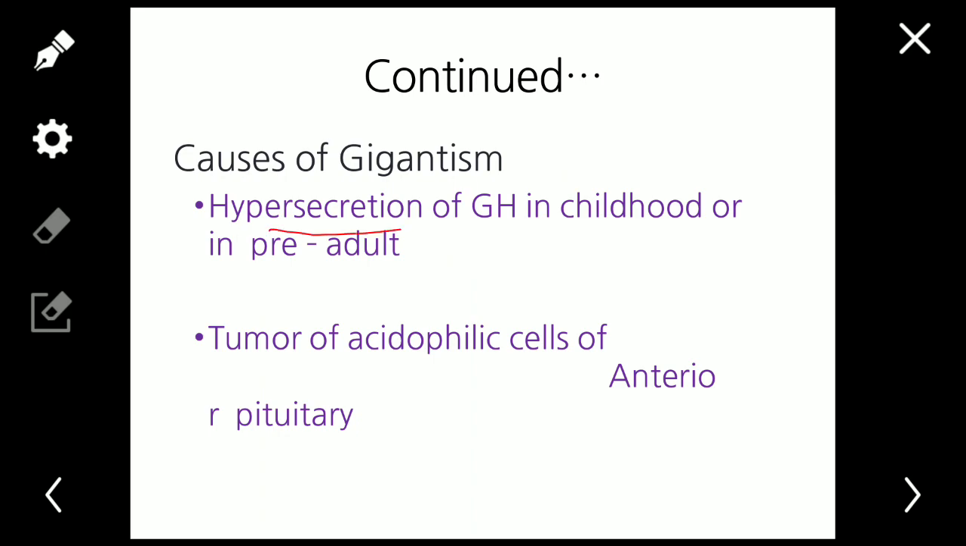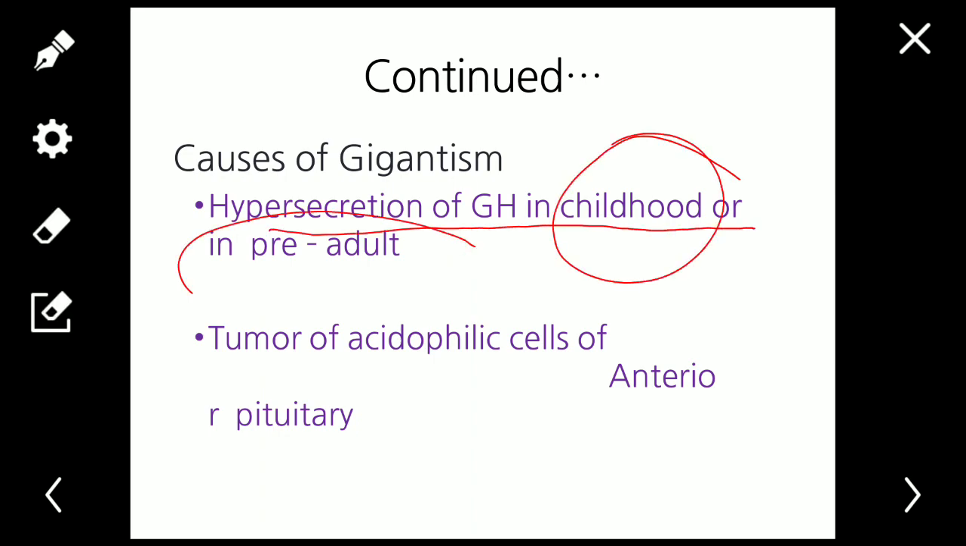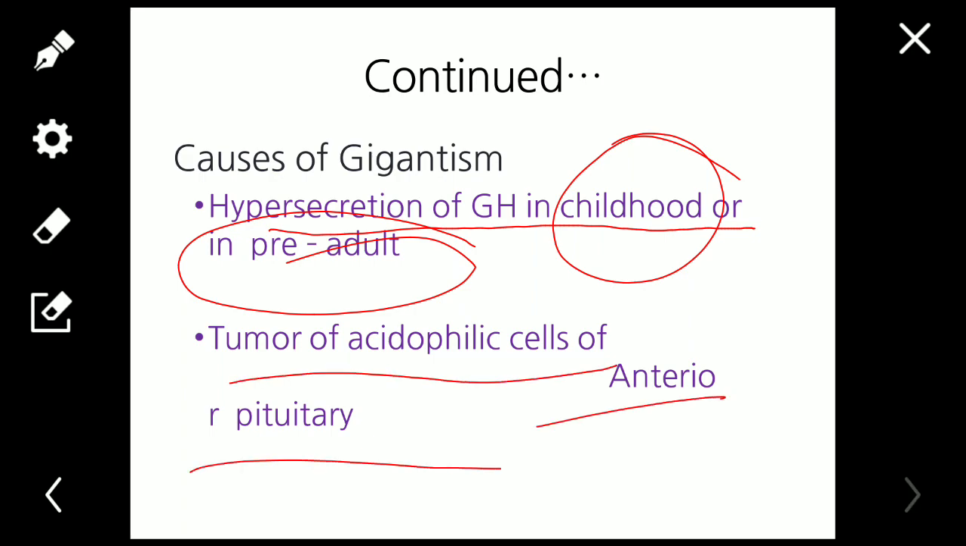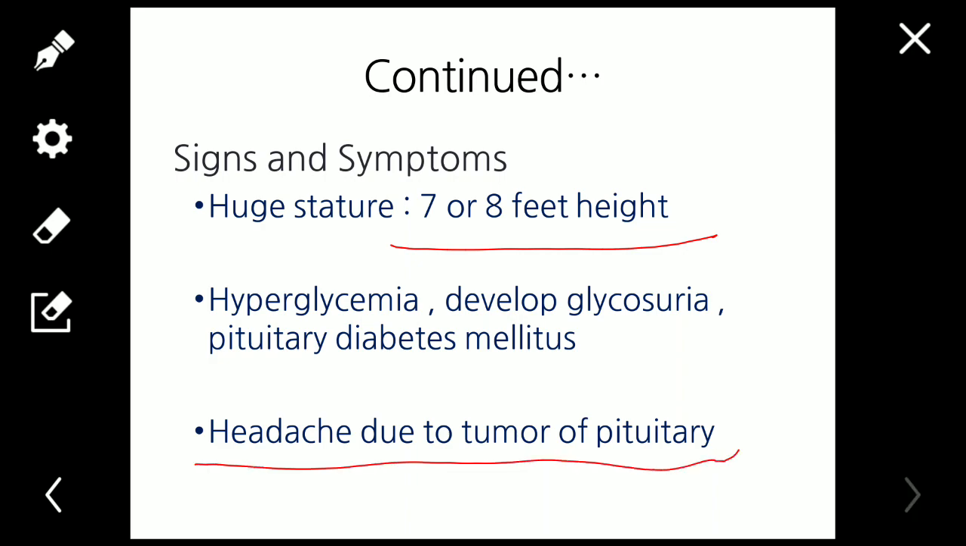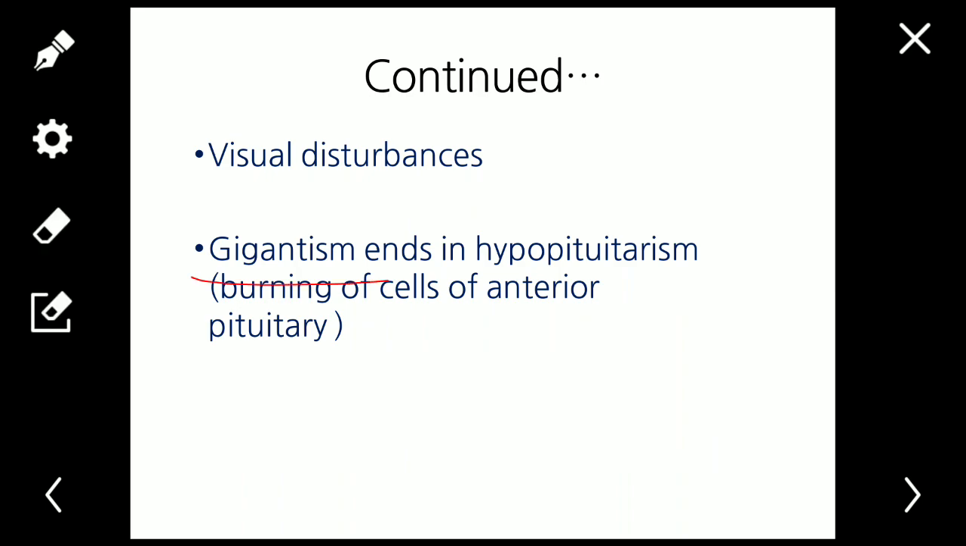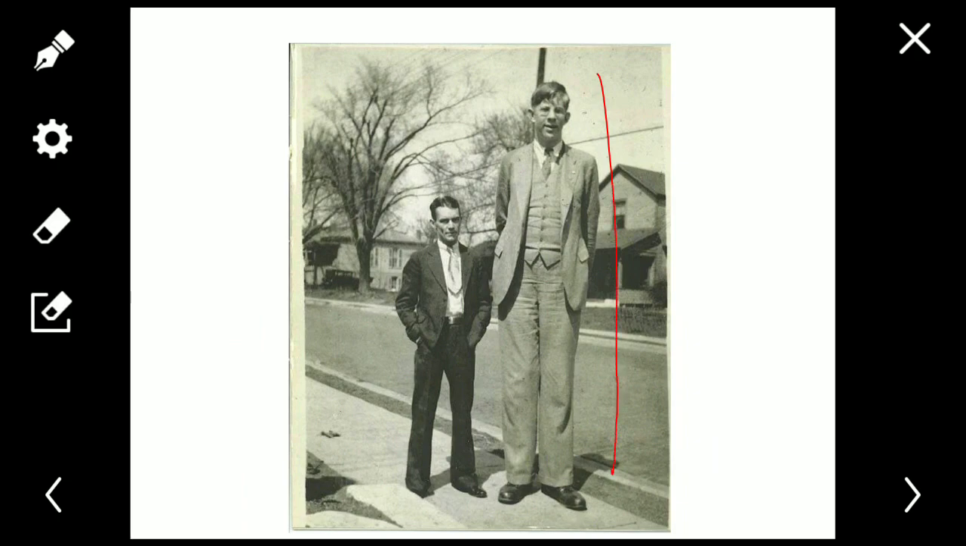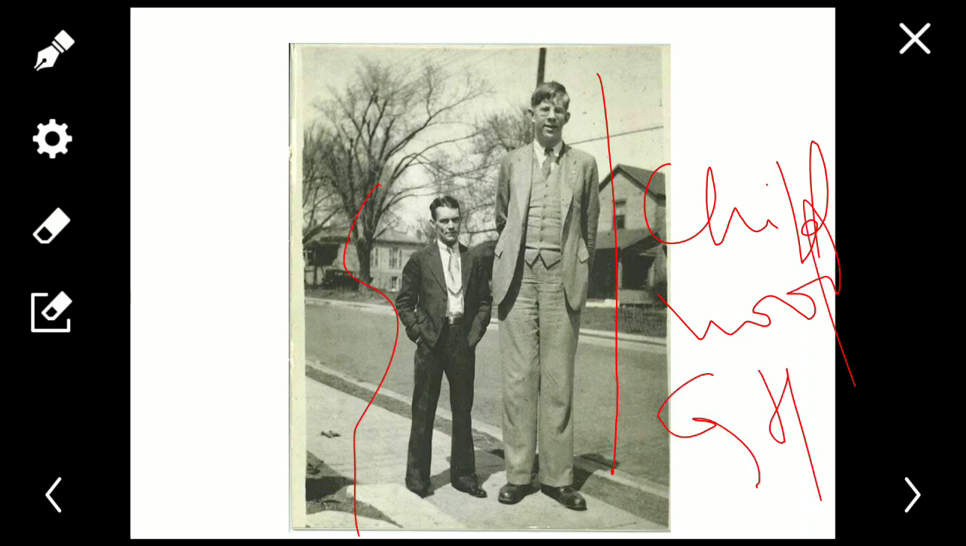Gigantism is because of hypersecretion of growth hormone in childhood or pre-adult life, from a tumor of acidophilic cells of the anterior pituitary. Signs and symptoms: the patient will have huge stature, 7 to 8 feet, hyperglycemia, glycosuria, pituitary diabetes mellitus, and headache due to the tumor of the pituitary. Sometimes the giant will have visual disturbances. So this is the gigantism seen in childhood. They will continue to grow because of excess growth hormone. This is a normal person.